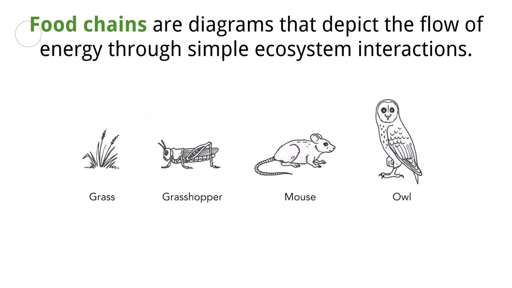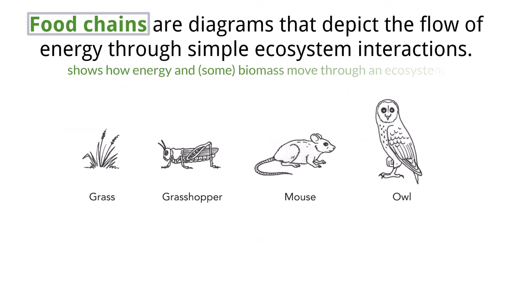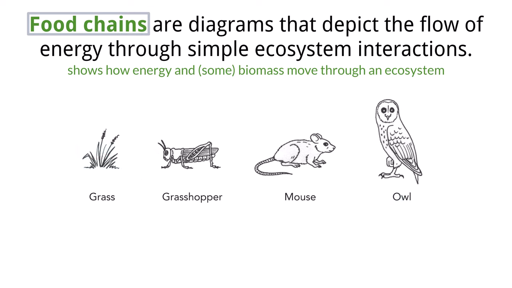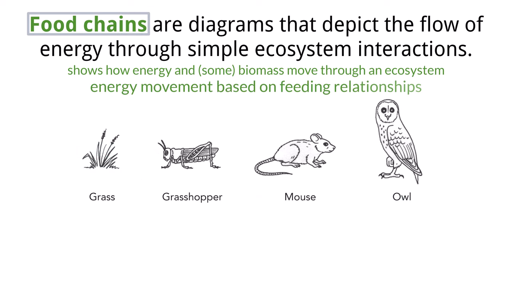A simple diagram called a food chain is used to predict the movement of energy and biomass through an ecosystem. It consists of organisms, which can be illustrated as a drawing or written out as a name in text, and arrows, which show the direction that energy is moving. The idea behind a food chain is to show the feeding relationships between organisms, which in turn will tell you how the energy is moving.